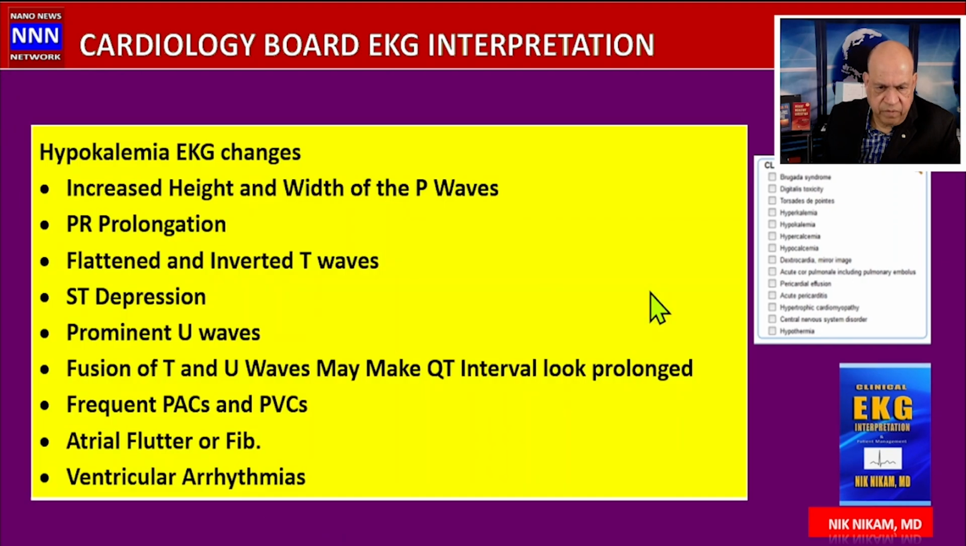As I said, upsloping ST segment, peaked T waves, sine waves, reduced R wave amplitude, and loss of P waves. Okay, hypokalemia EKG changes. I just want to kind of summarize, which is in this book actually, increased height and width of the P waves.